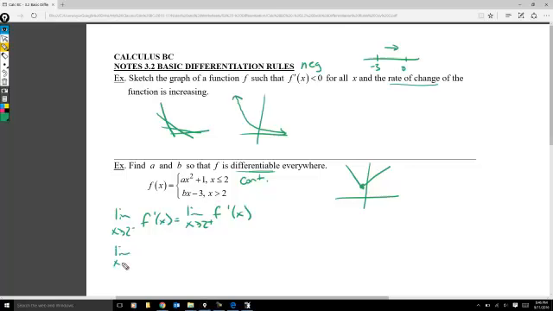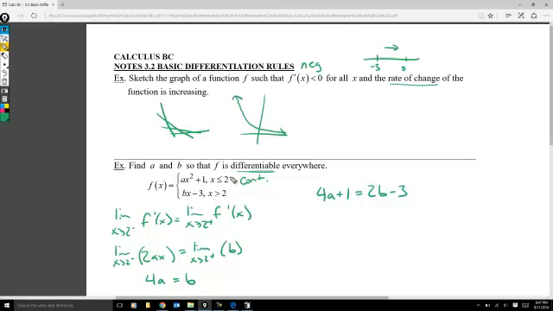All right, so let's actually get this in equation form. The limit as x approaches 2 from the left of my derivative will be using the top function, so my derivative will be 2ax. That has to equal the limit as x approaches 2 from the right of my function, which will be the bottom one, and it's just b. If we plug 2 in, that means that 4a has to equal b. And because it's continuous, I also know that these two functions have to equal each other at 2. So that means that 4a plus 1 has to equal 2b minus 3. All I did was plug 2 in for x.